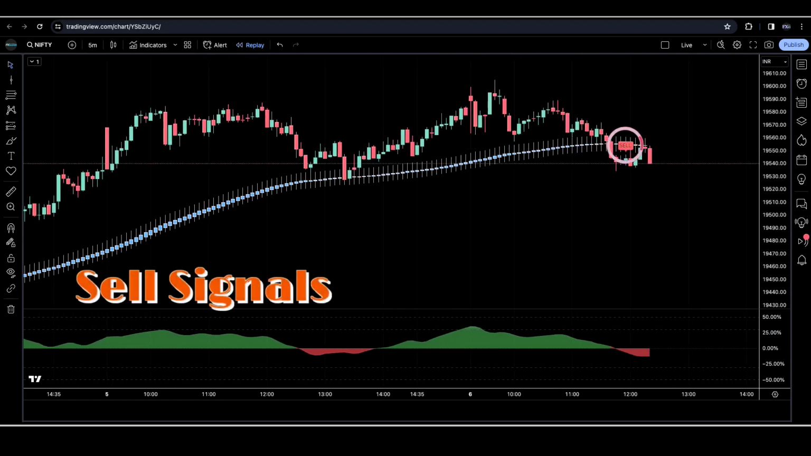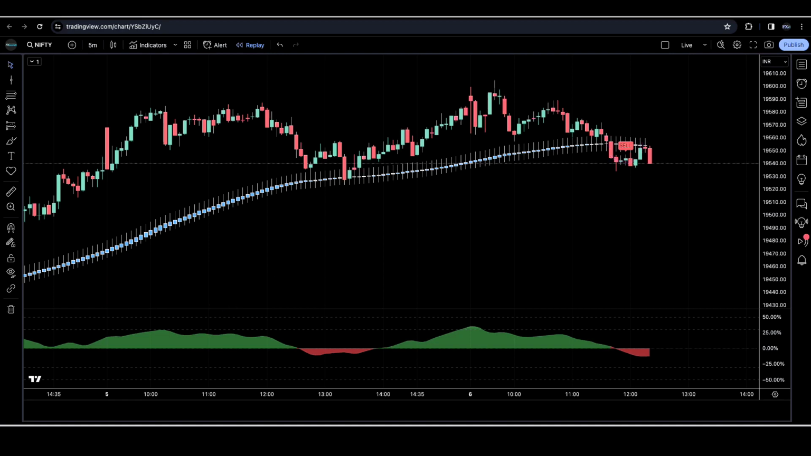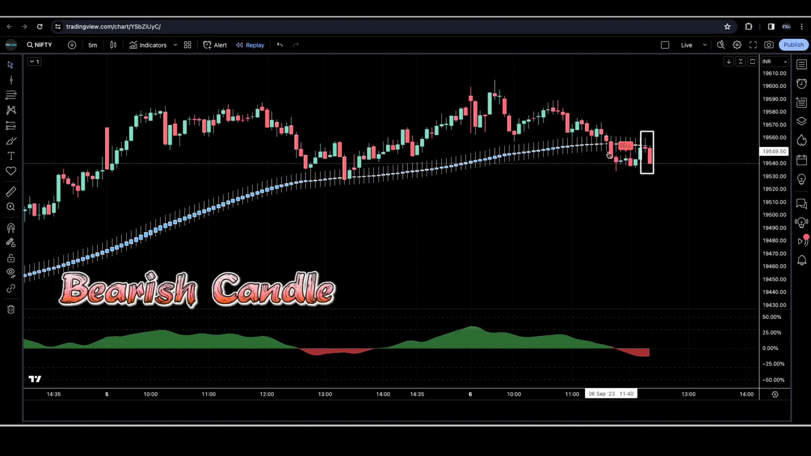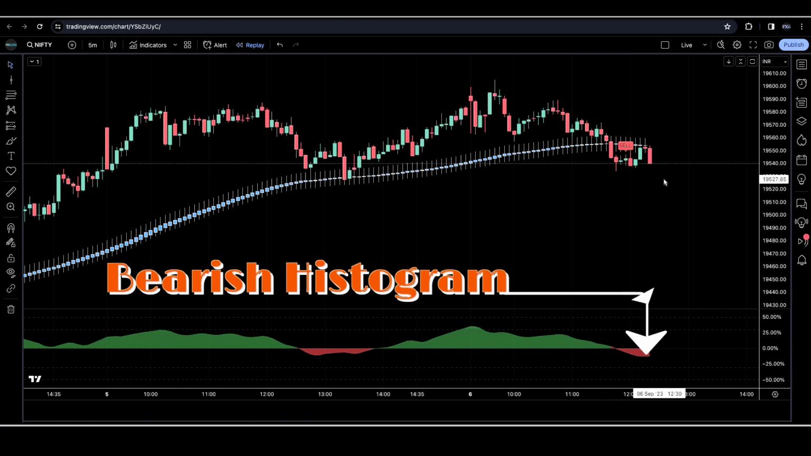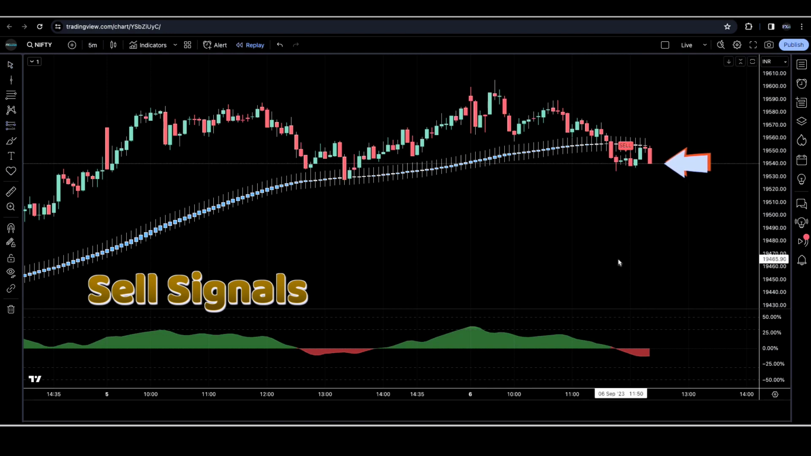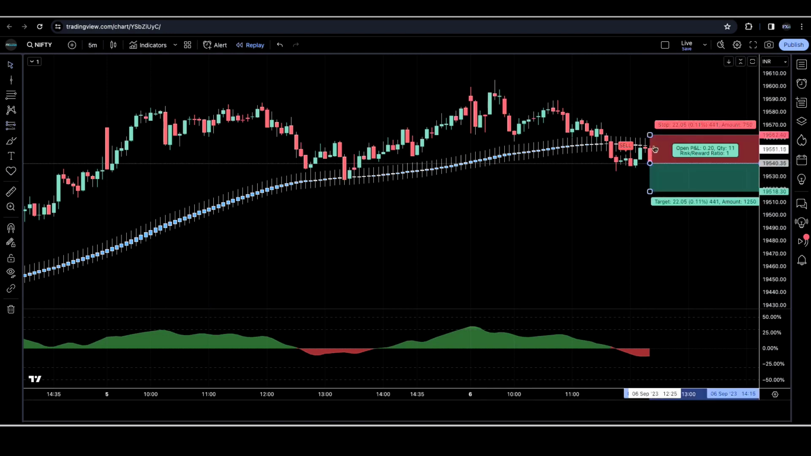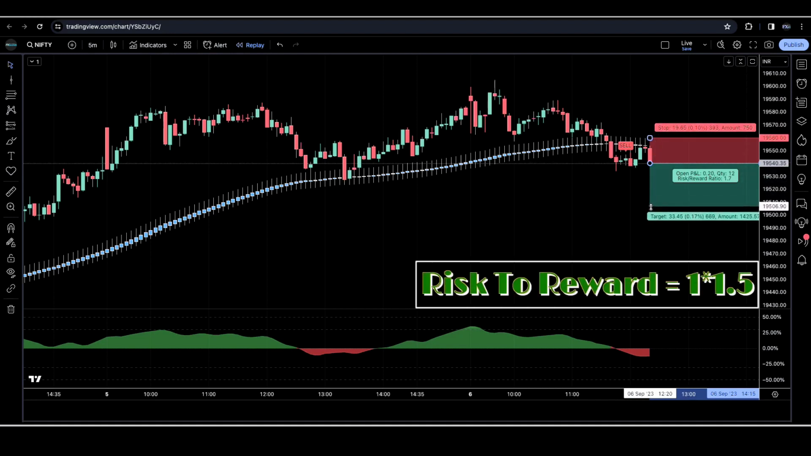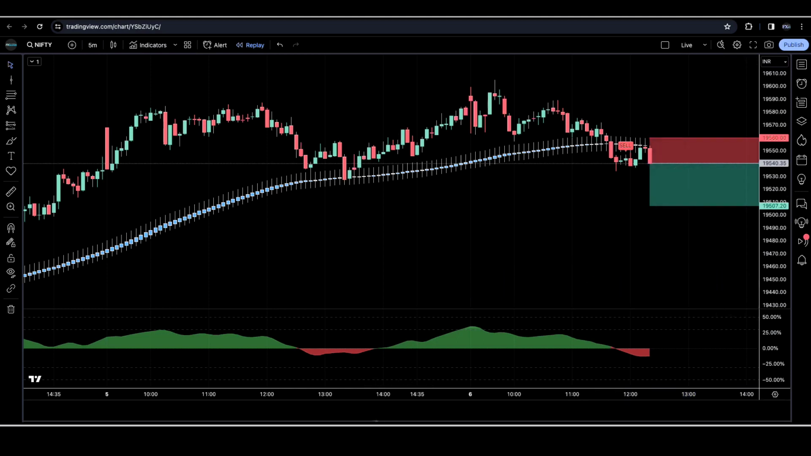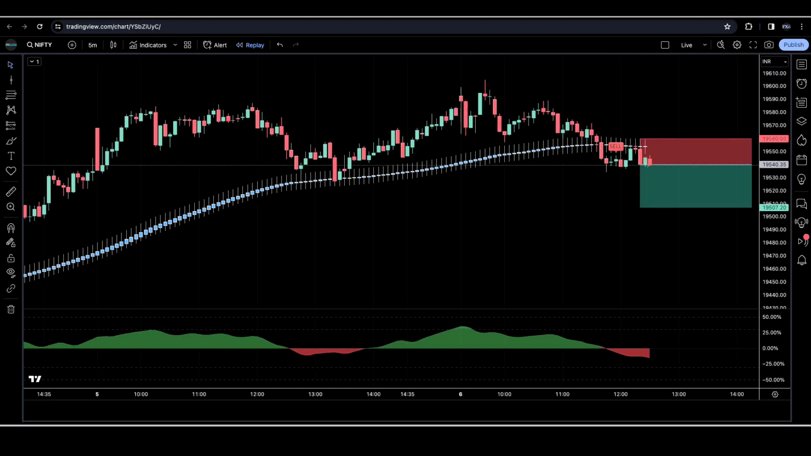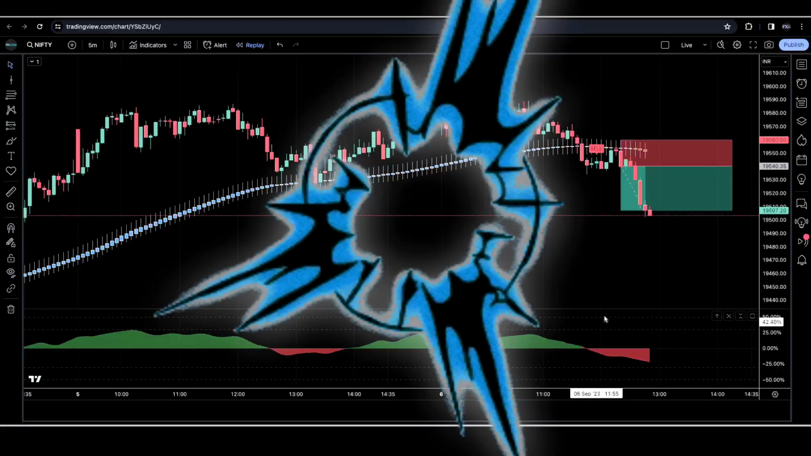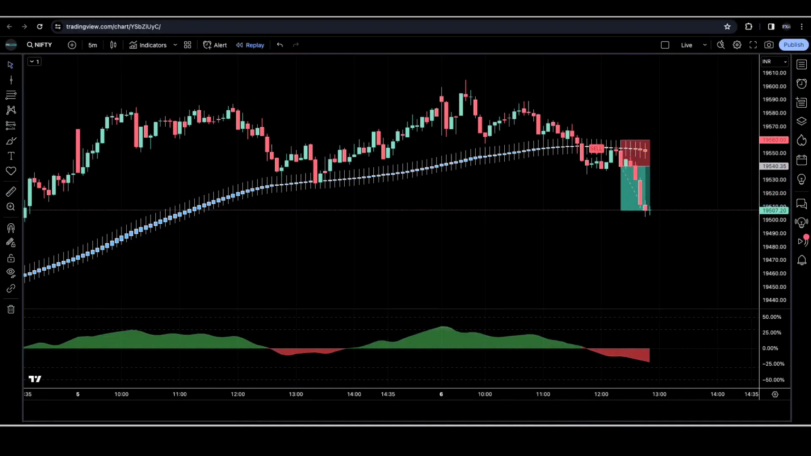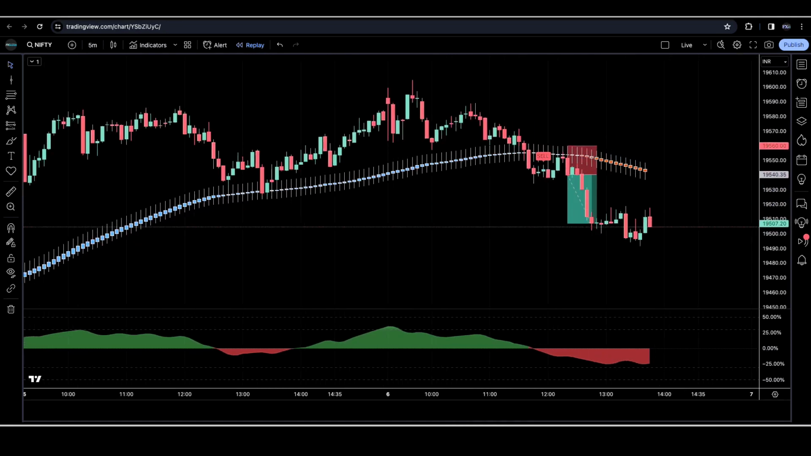When the Heikin Ashi Smoothed Indicator has given us sell signals, when the market forms two bearish candles, and when the rolling volume of Heikin Ashi Rolling Indicator shows a bearish histogram, if this condition is fulfilled, then we will place a sell order. Our stop loss will be placed at the Heikin Ashi Smoothed Indicator of candle higher. And the risk to reward ratio will be 1 to 1.5. The market has completely hit the target. I hope you must have understood this trading strategy.